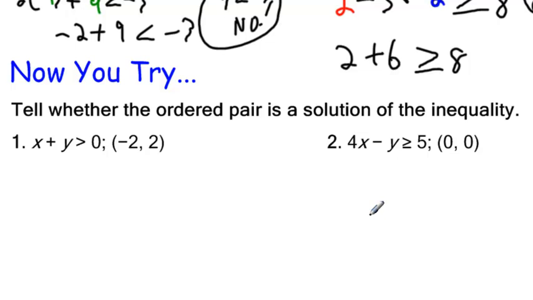So pretty simple section. We just want to understand how to plug in and check it, and we want to understand the 2 rules for graphing for right now. And it will get more complicated, but nothing crazy. This isn't too bad of a section. I hope it goes well, and I will see you soon.